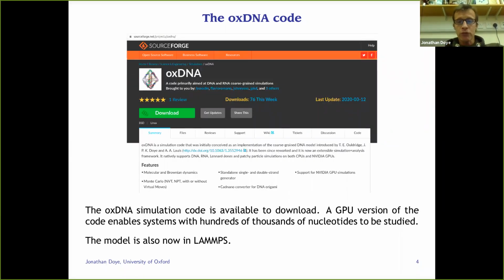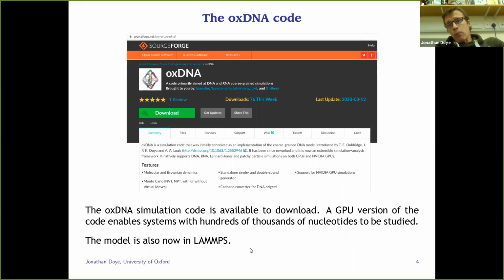It's on SourceForge. We've got a GPU version so we can cope with very large systems. The largest system I've done, I think, and I'll show you later, is about 500,000 nucleotides. I think people have done larger systems than that. It's also in LAMMPS, but at the moment I think just in a parallel CPU version.